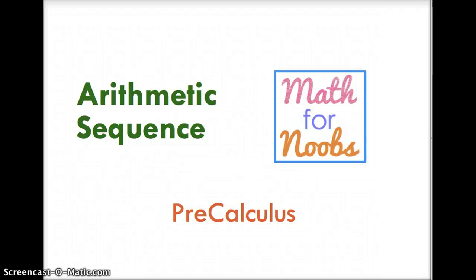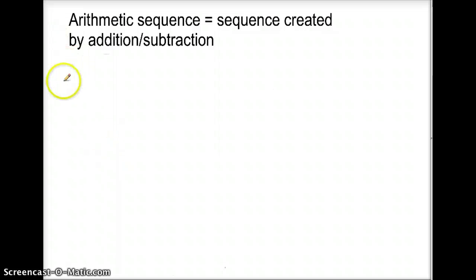Hi everyone, today we're going to be learning about arithmetic sequences. An arithmetic sequence is a sequence created by addition or subtraction. So for example, if we have the sequence 3, 5, 7, 9, and it goes on and on, this is an arithmetic sequence because to get the next term we always add 2.